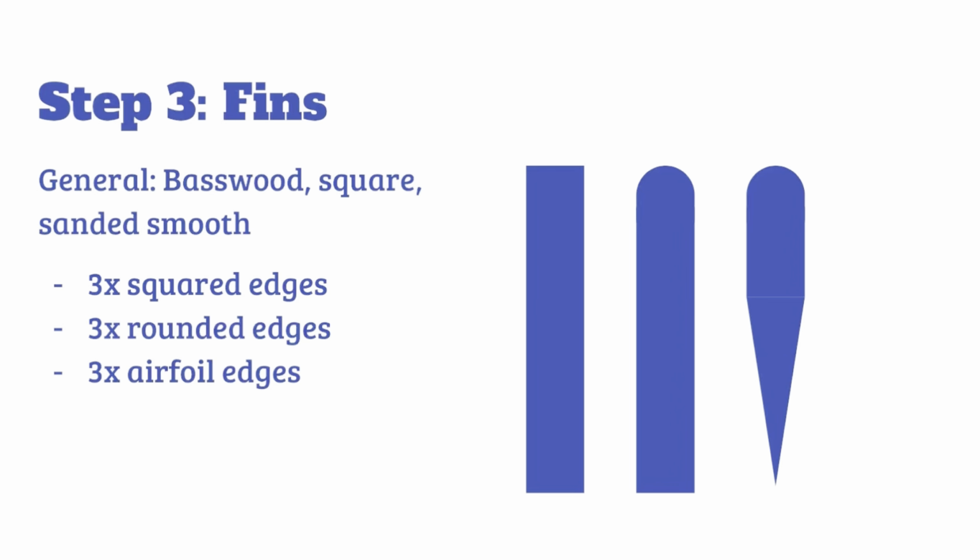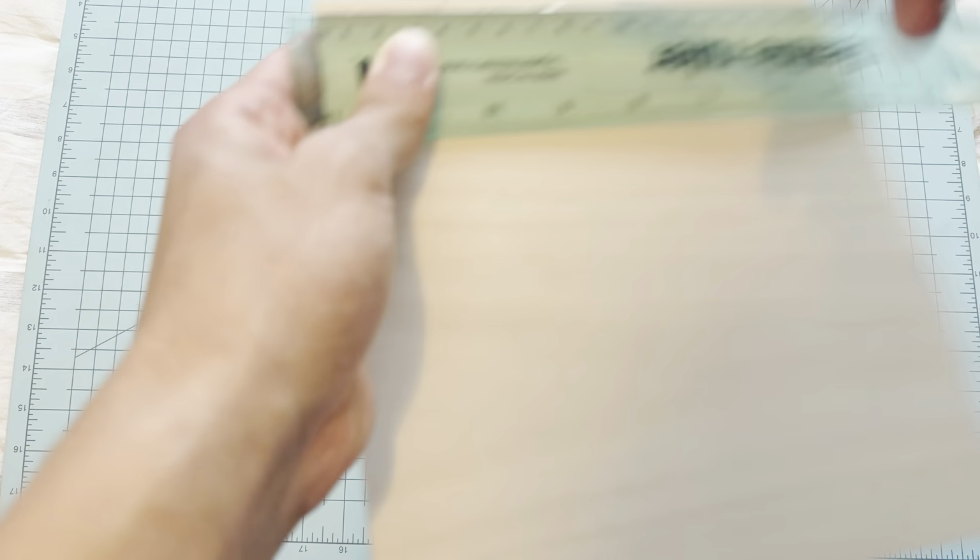Anyways, next up is our fins. We want 3 to be squared off on the cross section, 3 to be rounded, and 3 airfoil. We ended up using basswood just because that's what I had lying around and wanted it smooth and in a square shape to match that design I had in OpenRocket.